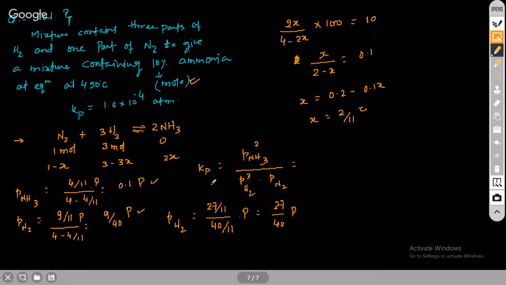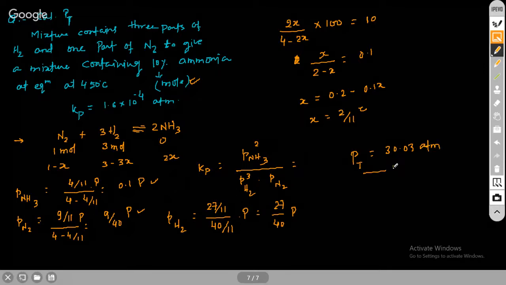Then we have to substitute this here and solve. Little bit of calculation, I know. This question was asked in BITSAT. The answer is 30 atm. Yes, 30.03 is the correct one. So the total pressure we are getting here is 30 atmospheres.